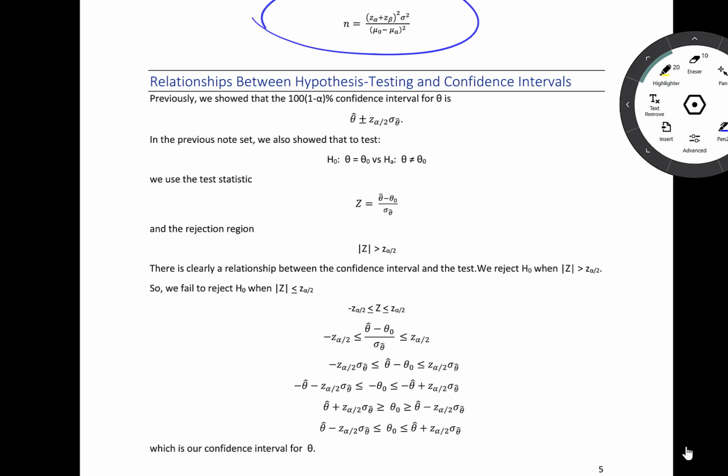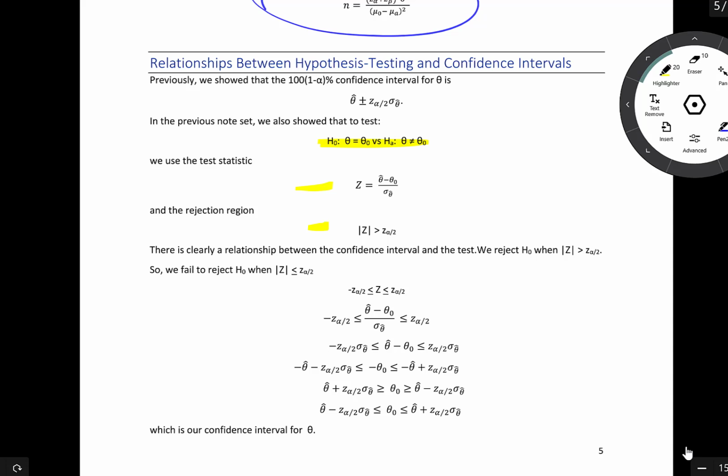We also showed that if we were going to test this hypothesis, we use our test statistic and then our rejection region. One of the reasons in the notes we focus on showing the rejection region is that if you look at the rejection region instead of the p-value, the relationship between confidence intervals and hypothesis tests becomes much more clear. So considering that rejection region, notice we fail to reject the null when we are not in the rejection region. So here we have not in the rejection region.